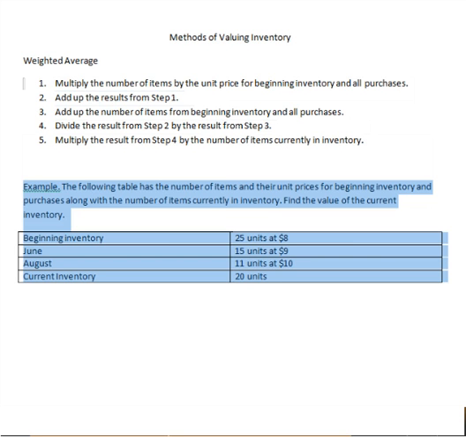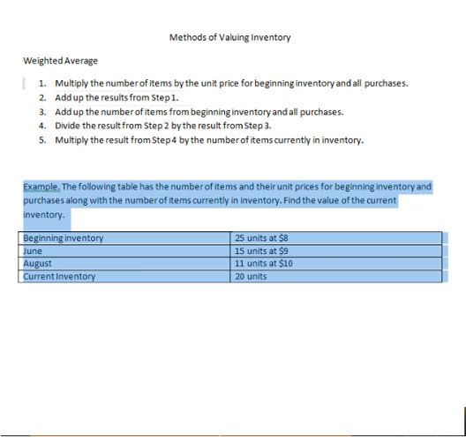Alright, so the way you read this is the beginning inventory. It says we have 25 units at $8. That means $8 for each unit. Alright, and then in June there was a purchase made of 15 units at $9. And then in August there was a purchase of 11 units at $10. And currently there's 20 units in inventory. So all of the others have been sold at this point.